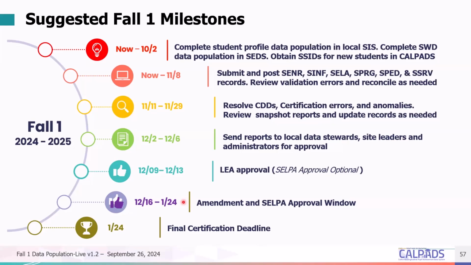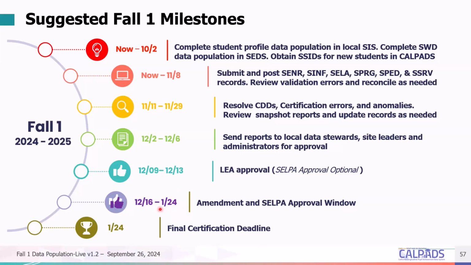It really is from the 13th to January 24th, but there is a weekend and some off time involved there, and so we have it labeled as December 16th to January 24th. And then January 24th is the amendment deadline. So that is the final certification deadline for the Fall 1 submission.